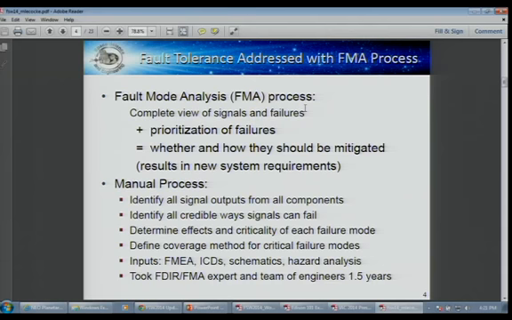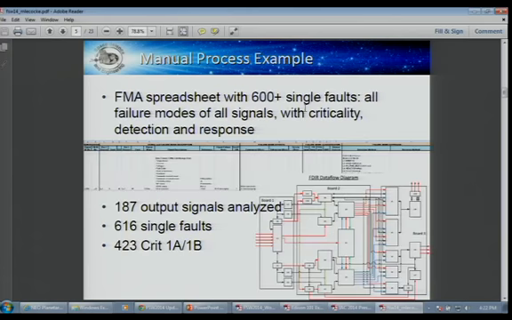And so we had an FDIR FMA expert with decades of experience, plus all of our engineers working on this for about 18 months, and we only got through the single fault modes. And so that's the traditional approach. And then what I would like to present to you is a parallel effort that we did that we feel is better. But first, the traditional.